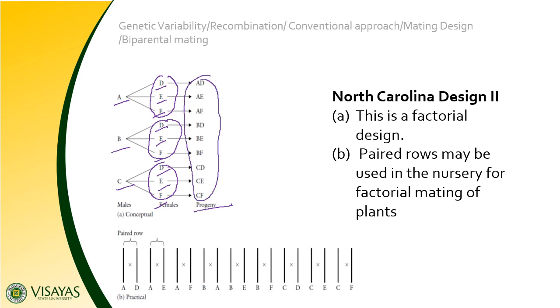Then in the field, you can arrange these progenies according to these lines. So you have A, D, A, E, A, F. Then you have B as the male, B, D, B, E, and then B, F. Then you have also C, D, C, E, C, F.